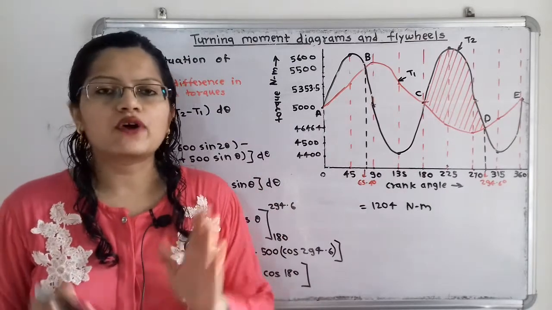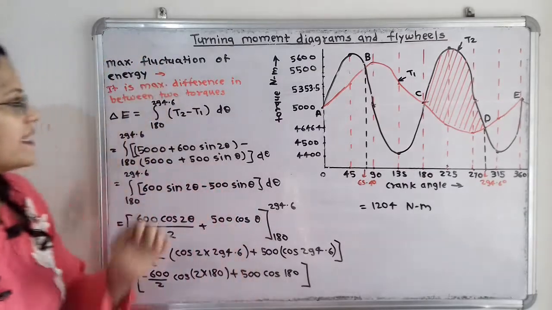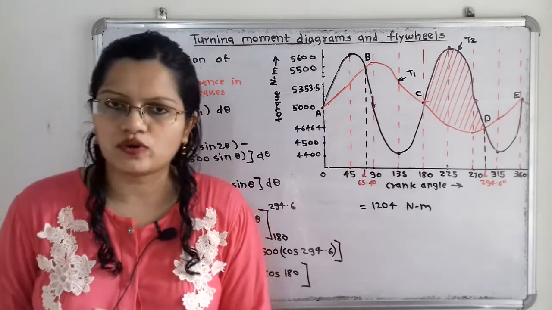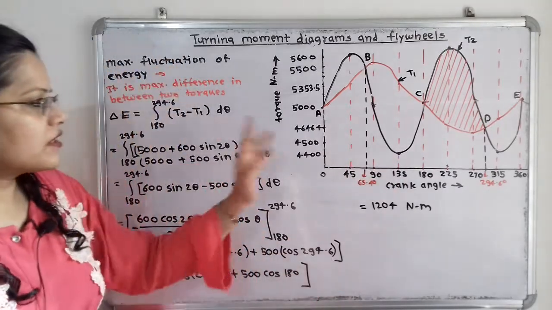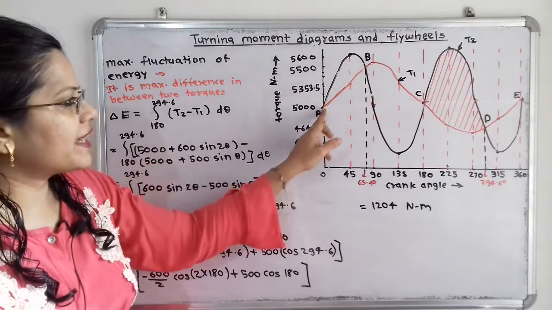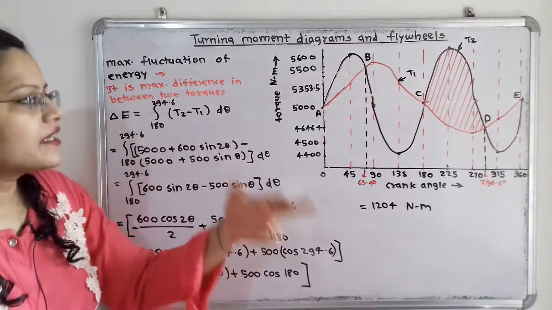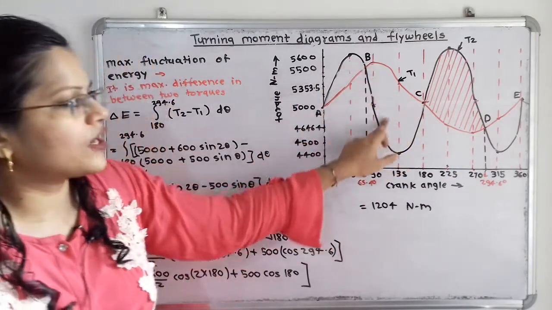Now we will find the maximum fluctuation of energy. It is nothing but the maximum difference between these two torques, so by observation we will decide. Here is the point of intersection A and B. In between A and B, this is a very small area. In the same way, in between point B and C, this is also a small area.